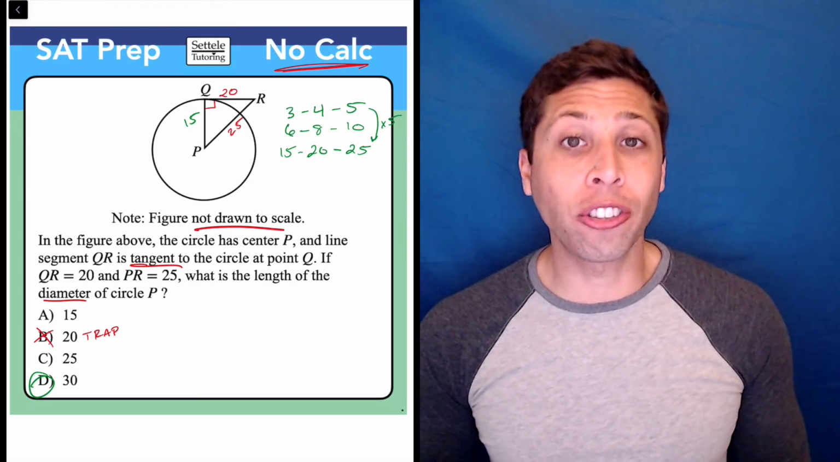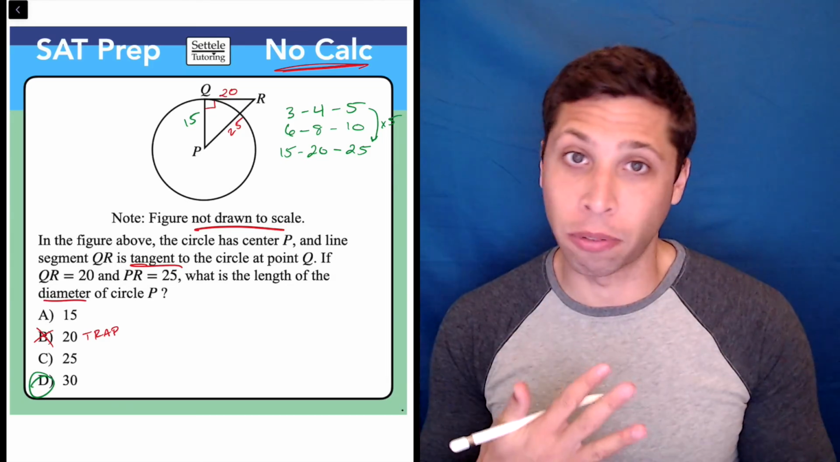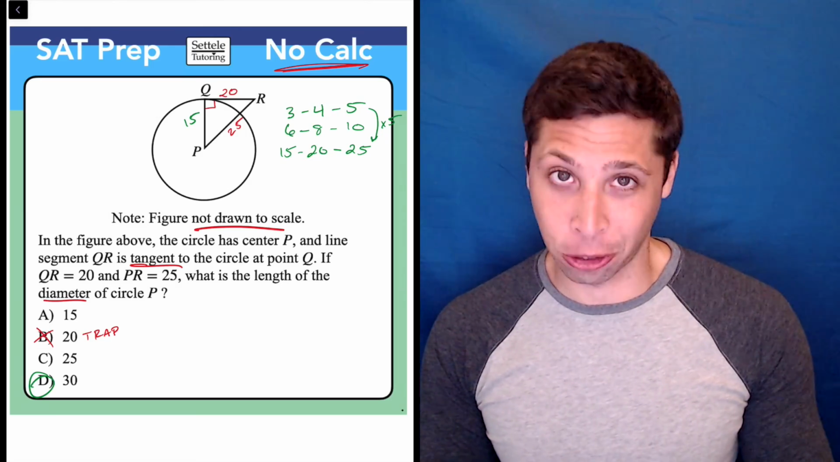This is a complicated question, but it uses a lot of things that will come up in less complicated questions, like right triangles, 3, 4, 5 right triangles, Pythagorean theorem, tangent lines, and diameter and radius of a circle. Memorize it all.